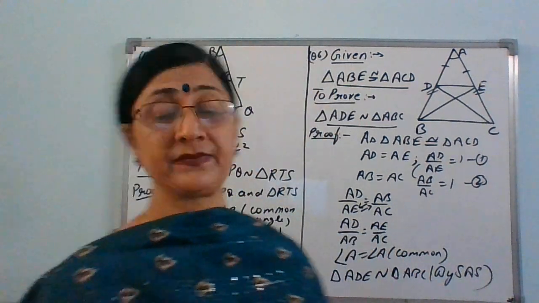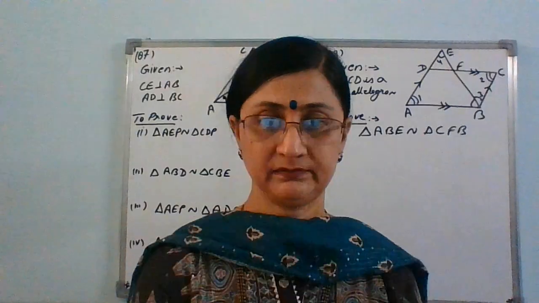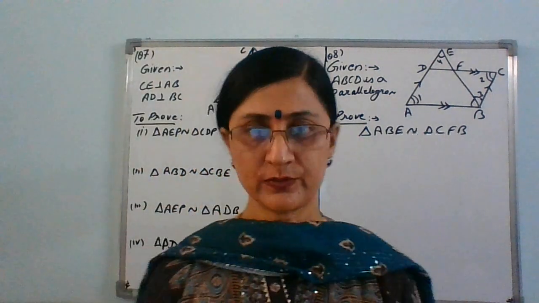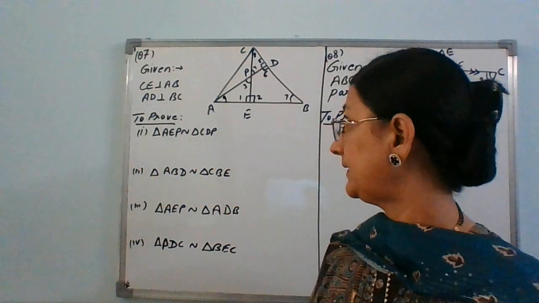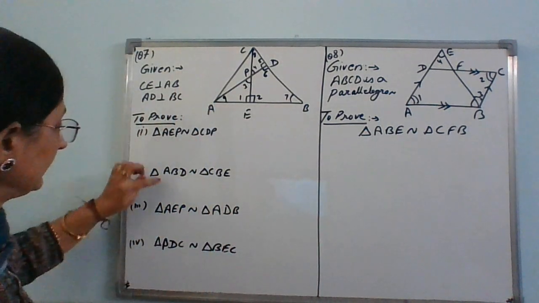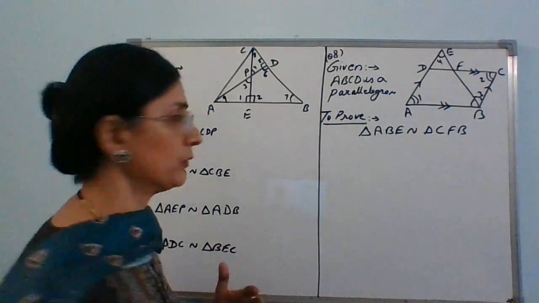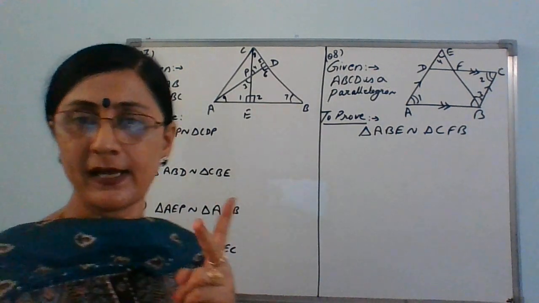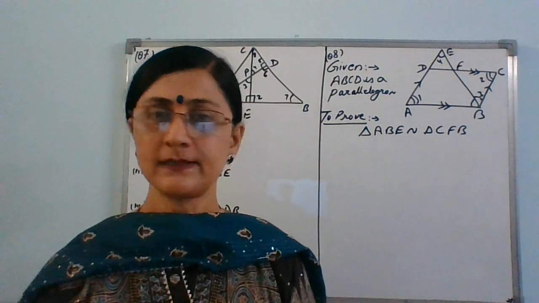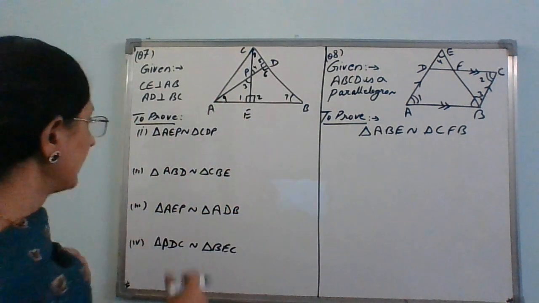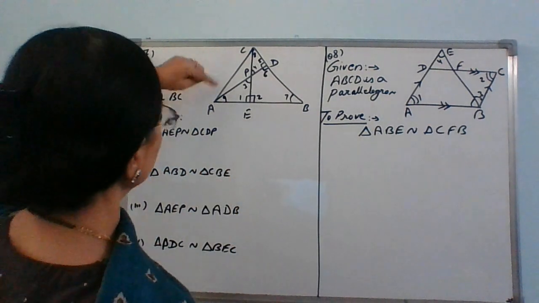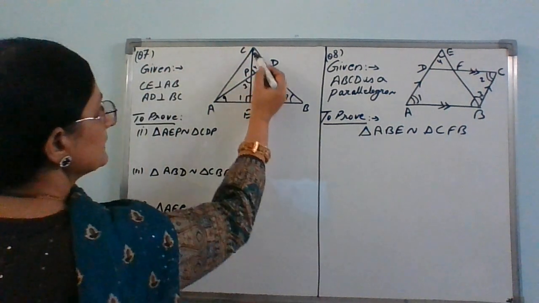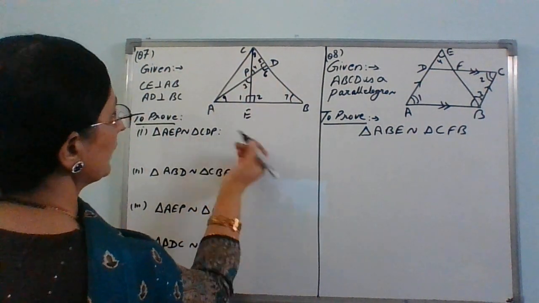So now questions 7th and 8th. Two questions, 7th and 8th. Okay, now I'll explain question number 7th and 8th, right? Here also we will be using the AA criterion of similarity, right? And in every part of these four parts, we'll be proving two angles of two triangles, corresponding angles equal, and we'll say that they are similar. Okay, now we have to prove four parts, one by one. AEP, we have to prove this similar to CDP. CDP is the upper one. Here just mention two angles which are equal.